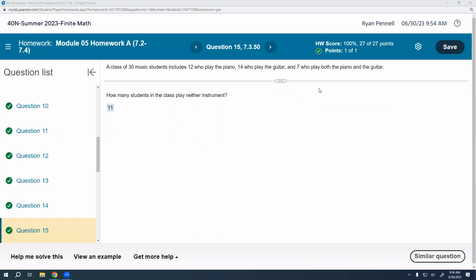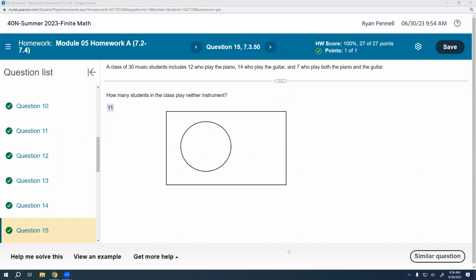Number 15, a class of 30 music students includes 12 who play piano, 14 who play guitar, 7 who play both piano and guitar. How many play neither instrument? All right, so I think what I'm going to do is draw myself a Venn diagram. I think that will make my life a little bit easier just sorting these ideas out. How about I label this piano, and I'll label this guitar.